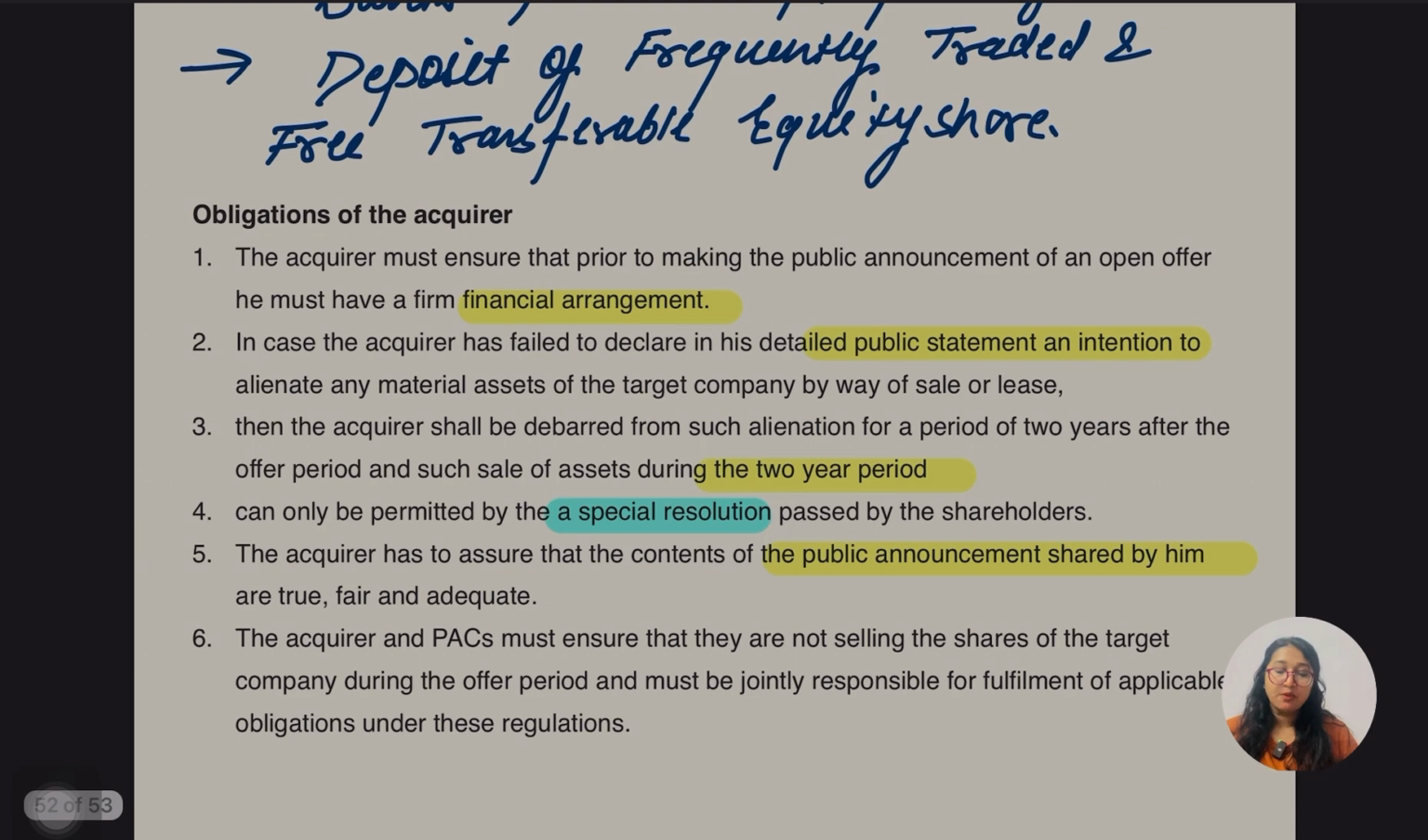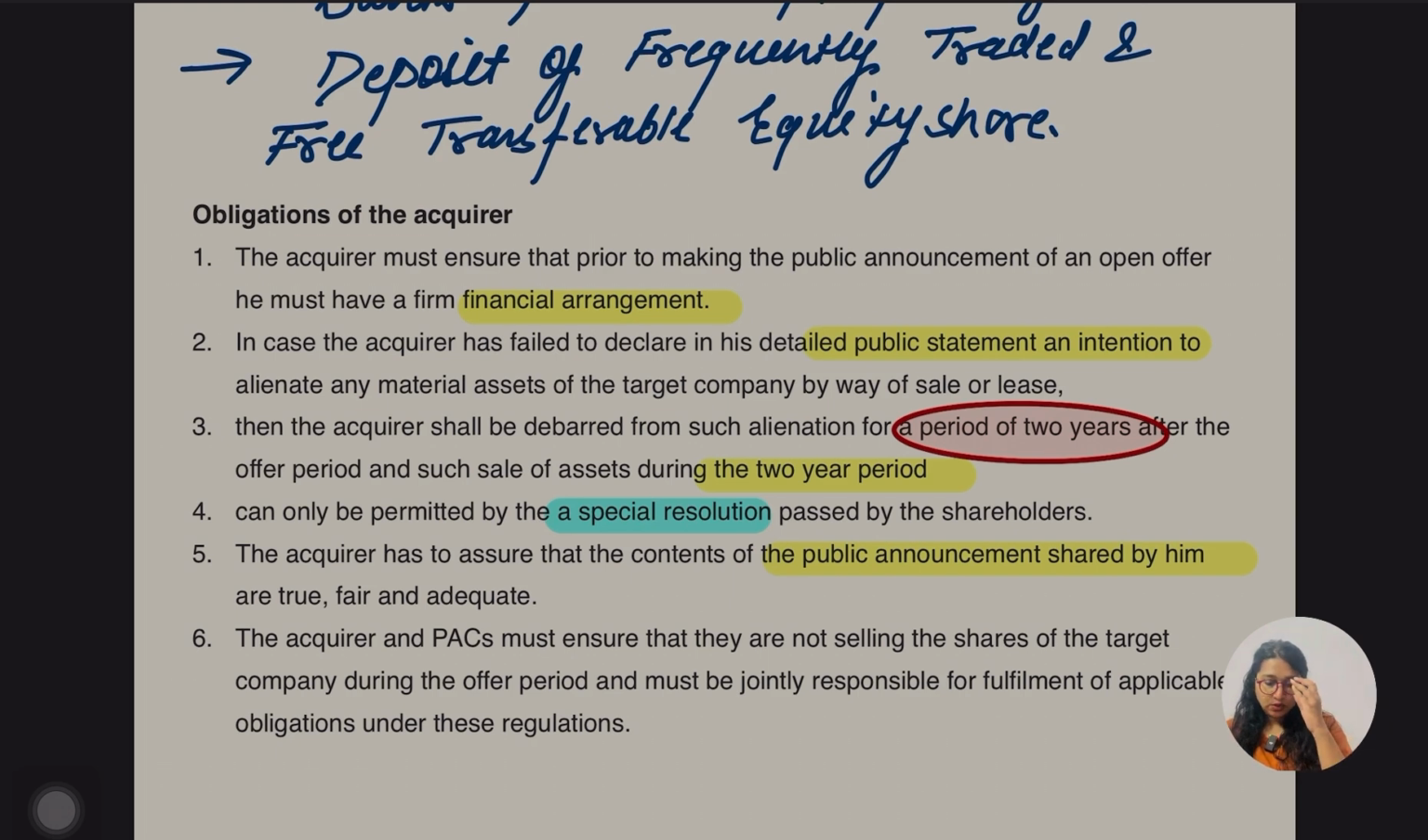Okay, let's go for some of the obligations of the acquirer now. The acquirer must ensure that prior to making the public announcement of the open offer, he has firm financial arrangements. Second, in case the acquirer has failed to declare in the detailed public statement an intention to alienate any material asset of the target company by way of sale or lease, they have to mention that. Then the acquirer shall be barred from such alienation for how long? For 2 years after the offer period.